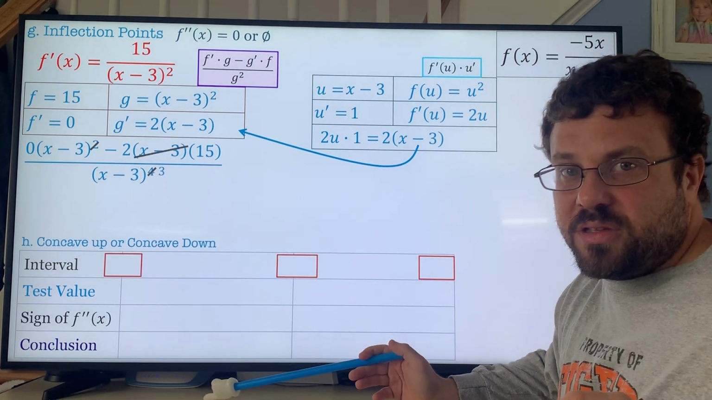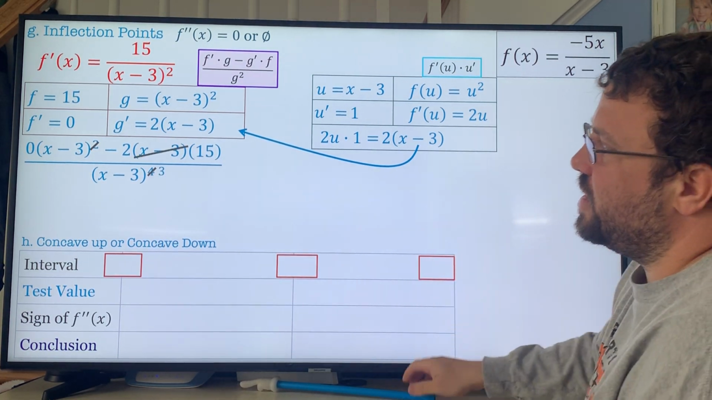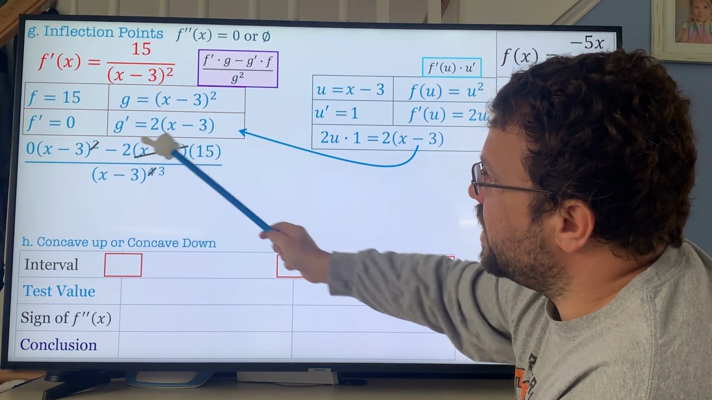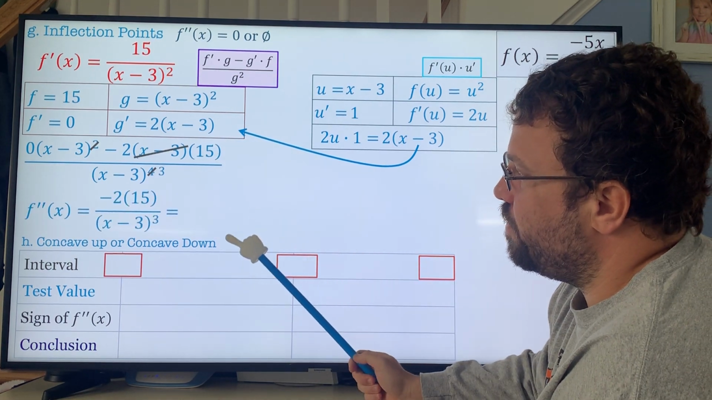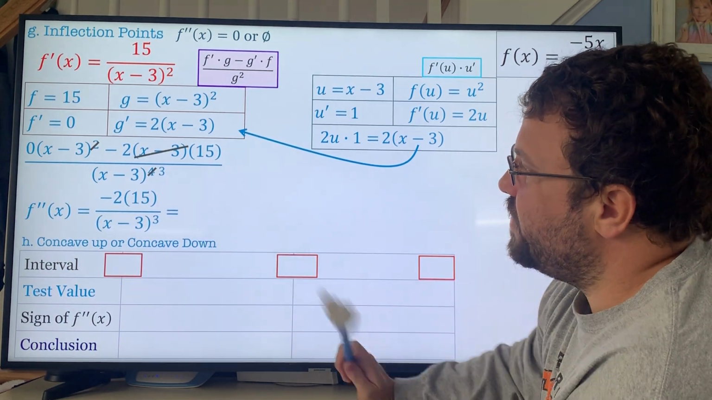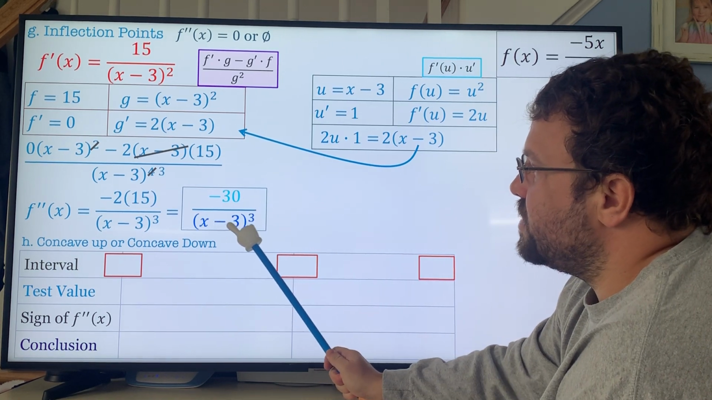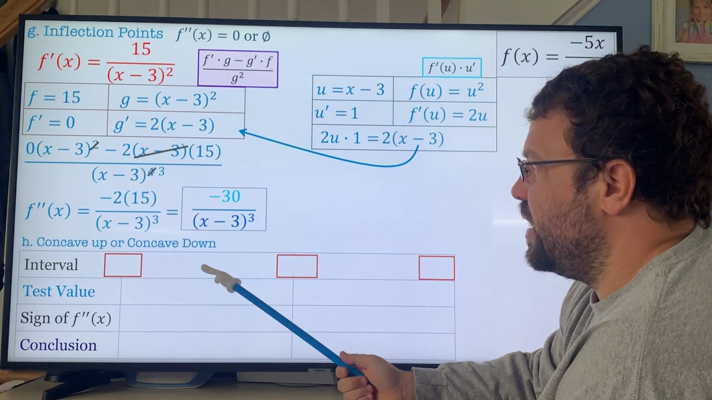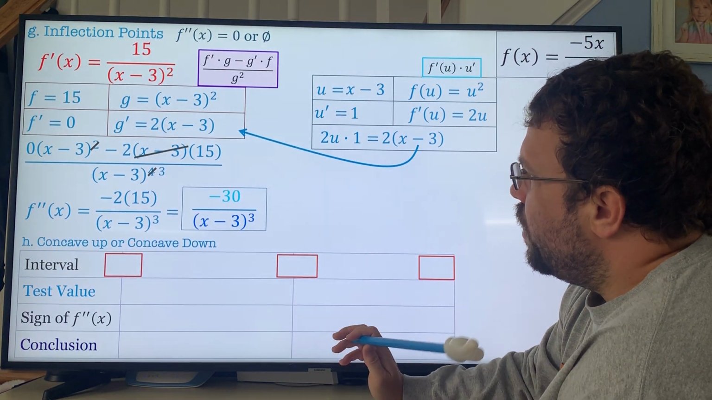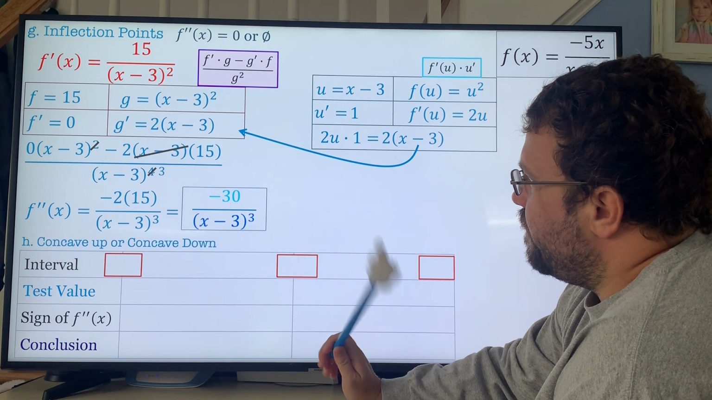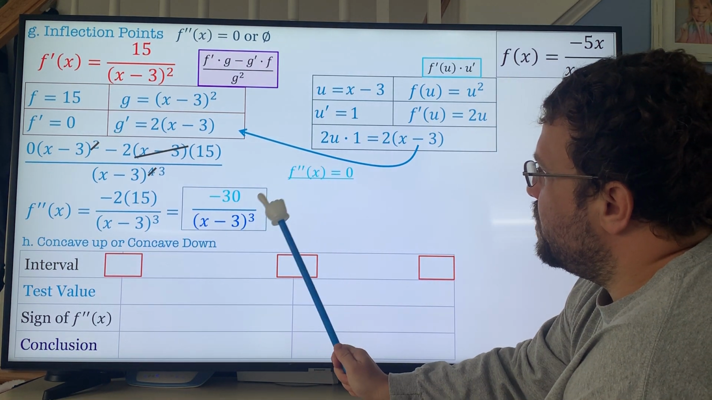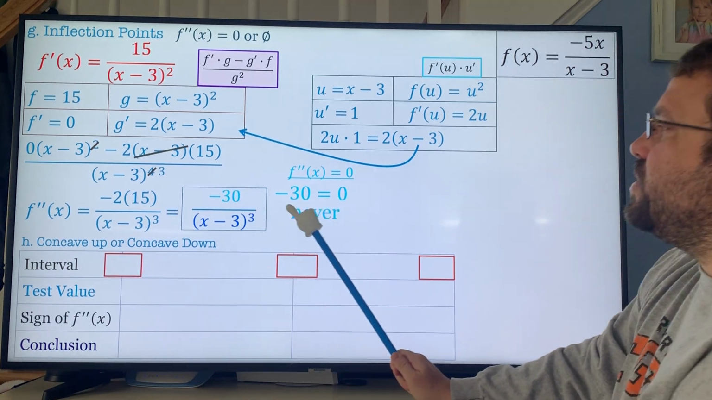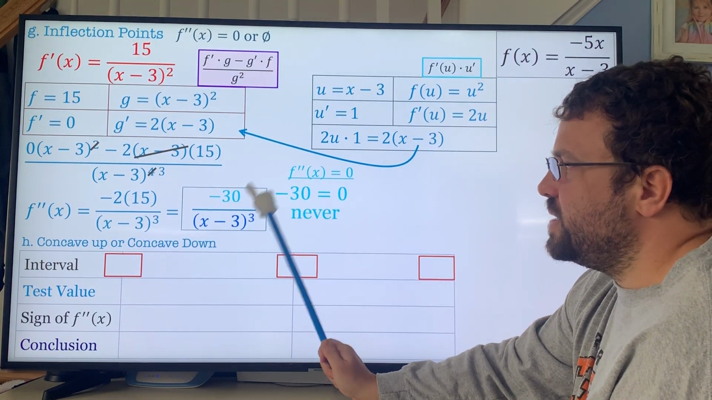Now, I could still cancel things out if you want, or you could just factor everything. 0 times this anyway is going to be 0. So really just negative 2 times 15 is negative 30. Oh, here I got it right here. Negative 2 times 15 is negative 30 over x minus 3 squared. If you want to just distribute this and solve it that way too, you can. It doesn't really matter. Now, when I set the numerator equal to 0, does negative 30 ever equal 0? No. So there is no inflection point based on this being 0.